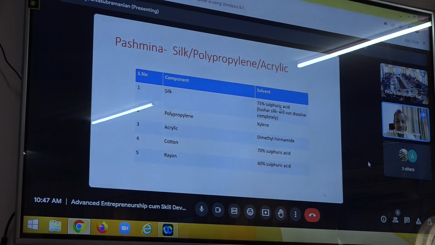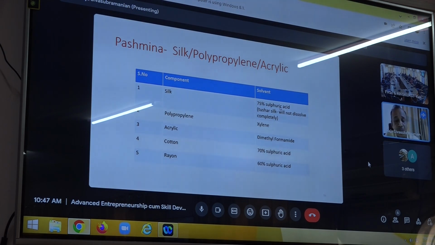This is a very common blend, an adulteration: Pashmina blended with acrylic. Acrylic is a synthetic fiber. By using the burning test itself you can find out the acrylic content, or you can use the microscopic structure, where the scale structure will not be there for acrylic fibers. Even if you are not able to find out, if it is completely processed, you can use dimethyl formamide, DMF, a particular chemical. If you treat with DMF, the acrylic portion will be dissolved and the Pashmina portion will not dissolve.